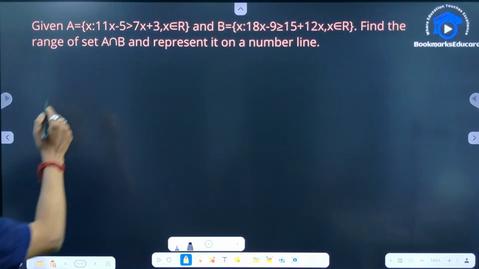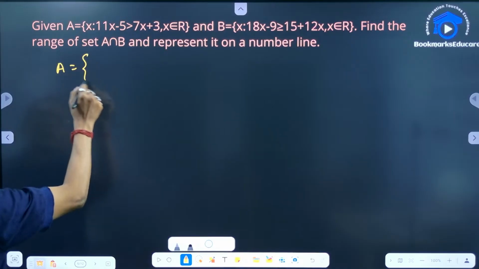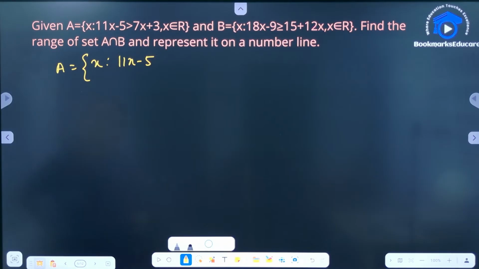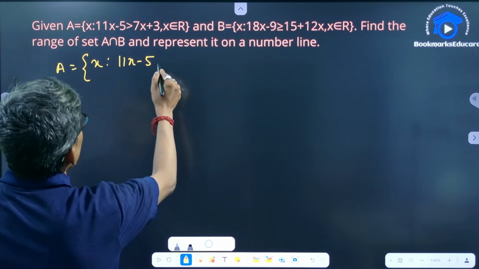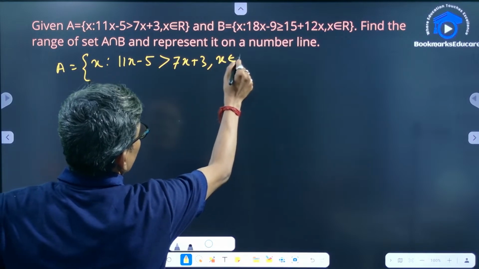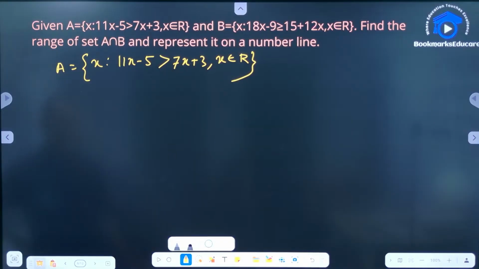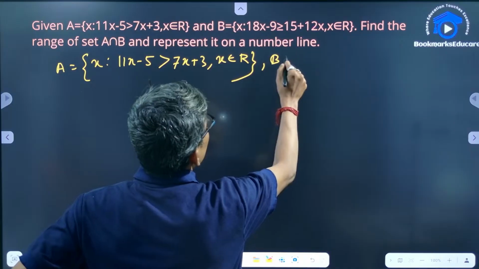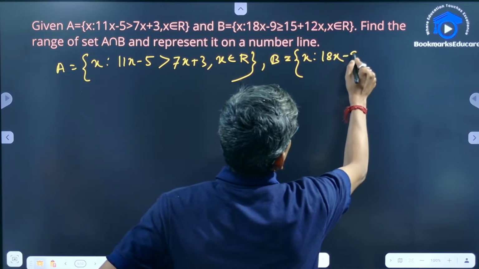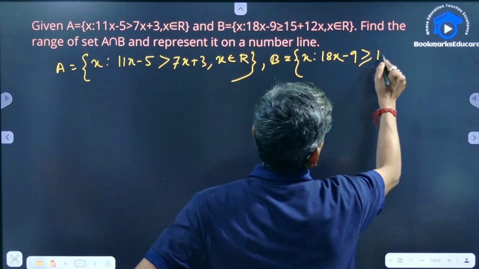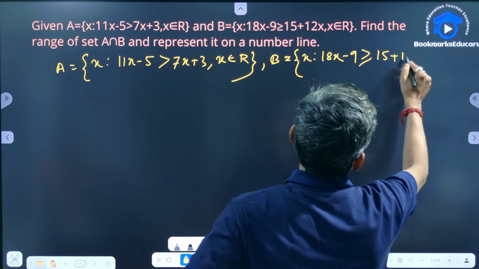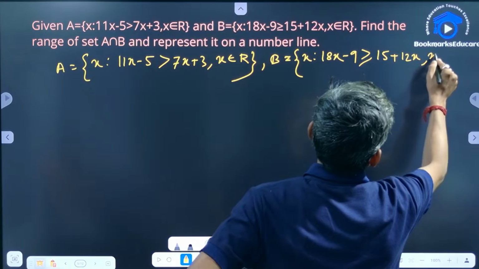So the first sum is: A is equal to x such that 11x minus 5 greater than 7x plus 3, where x belongs to R, the set of real numbers, and B is x such that 18x minus 9 greater than or equal to 15 plus 12, x belongs to R.